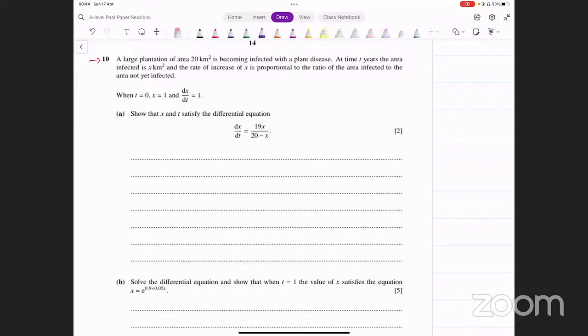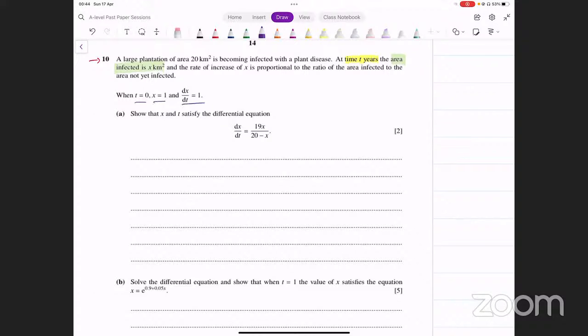Achha, so what are the variables that we've got? Time t years, area infected, that is x kilometers square. So we've got the area infected and we've got the time. The rate of increase of x is proportional to the ratio of the area infected to the area not yet infected. Okay, when time equals 0, x equals 1 and dx over dt equals 1.